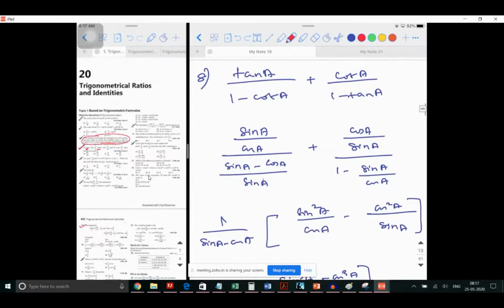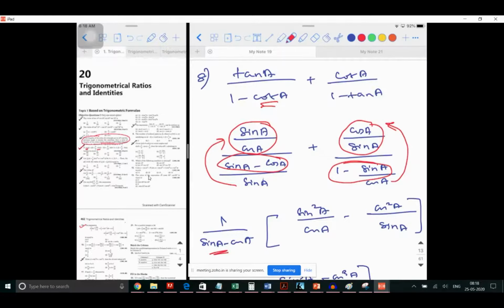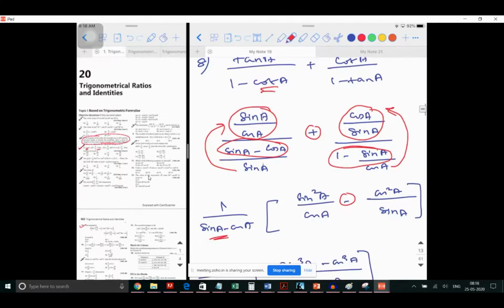So I've written it as sin A by cos A, and this I've written as cos A by sin A. So you'll have sin A minus cos A. The sin A will go to the numerator. It becomes sin square divided by cos A. This cos A by sin A, this cos A will go to the numerator. It will become cos A minus sin A. So this part will be cos A minus sin A. If you take sin A minus cos A outside, then this will become a minus. Right? After that, things are simple.